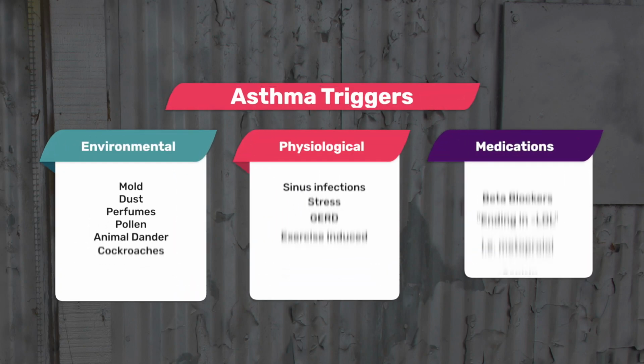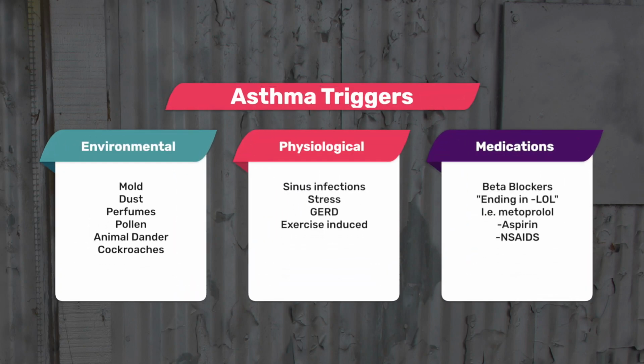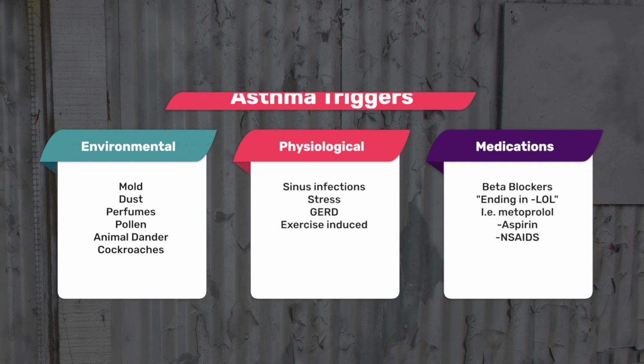So some other asthma triggers can include environmental changes such as mold, dust, perfumes, pollen, animal dander, and cockroaches. Asthma can be worsened with sinus infections, GERD, stress, and exercise-induced triggers as well. Medications that are contraindicated with patients that have asthma include beta blockers ending in -lols, also aspirin and any NSAIDs.